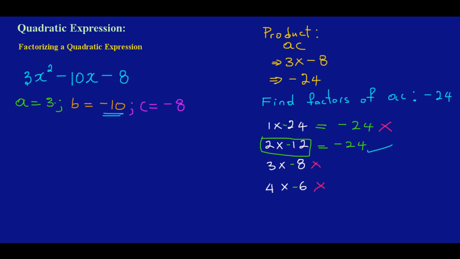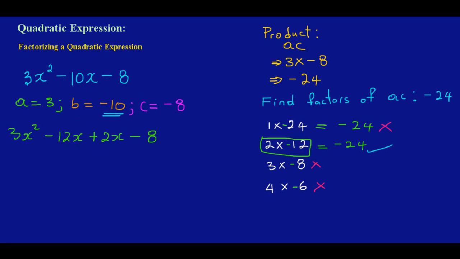Now let's get back to business. All I'm going to do is expand negative 10x by using negative 12x plus 2x. So I will rewrite my 3x squared minus 12x plus 2x minus 8. I've expanded it just to factorize by grouping. And negative 10x is not changed, because when we add negative 12x to 2x, it gives us back our negative 10x.